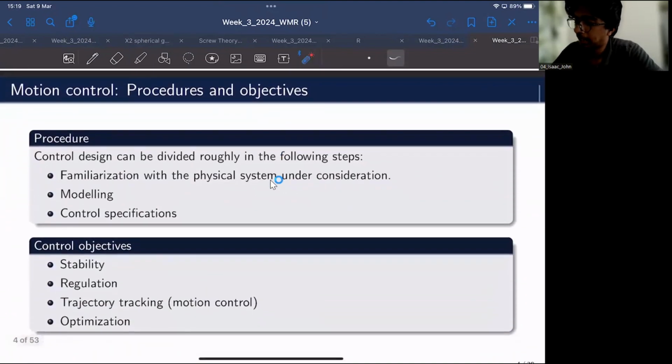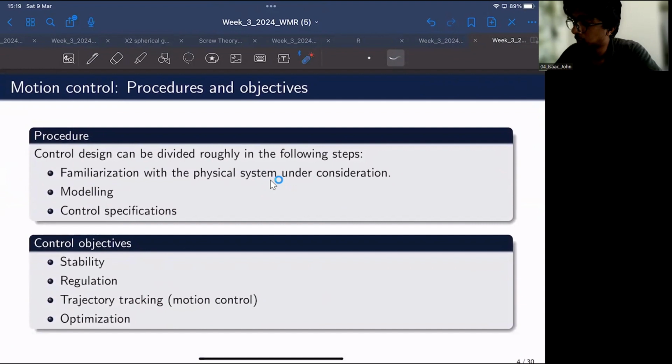Then, again, what are the procedures of motion control and what are the objectives of motion control? So basically, the procedures of designing a motion control can be summarized as follows. The first and foremost important thing would be familiarization of the physical system under consideration. Strictly from the point of view of a robotic system, we now know how to model the robotic system physically using these dynamic equations of motion, right? We know how it behaves physically.